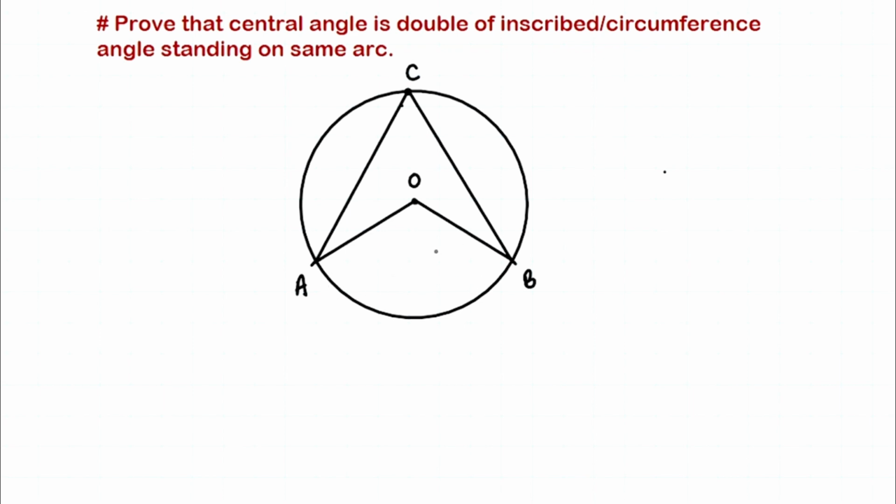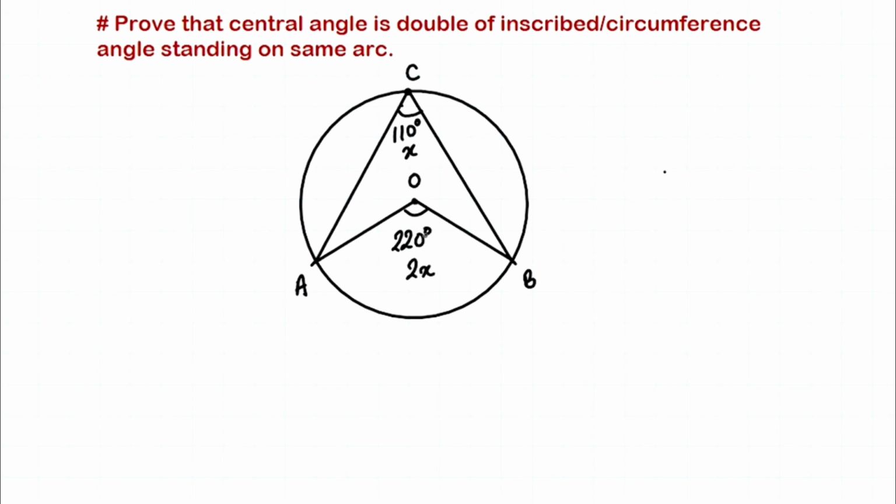Now what the theorem tells us is that this central angle AOB is double of this inscribed angle or circumference angle ACB. So for example, if this angle was 10 degrees, this angle would be 20 degrees. It would just be double of this inscribed angle. So if it was 110, this would be 220 degrees. That's what our theorem is telling us. So if this angle was x, then this angle would be 2x.